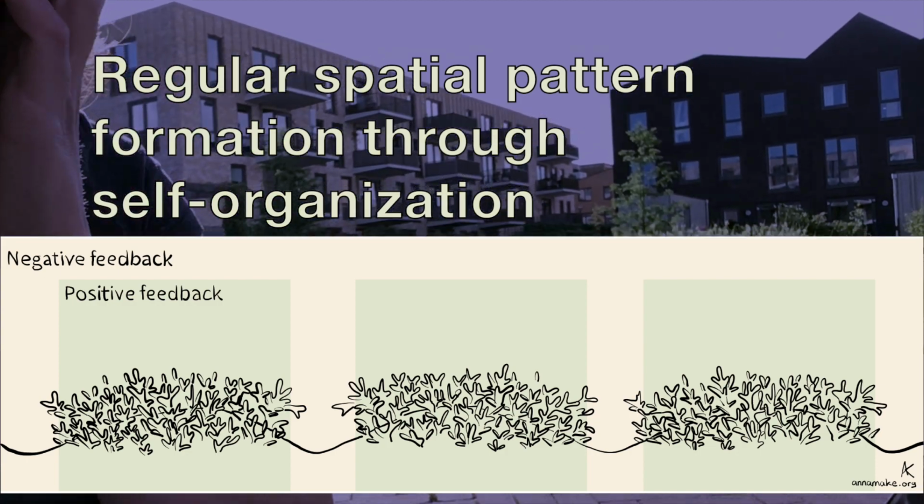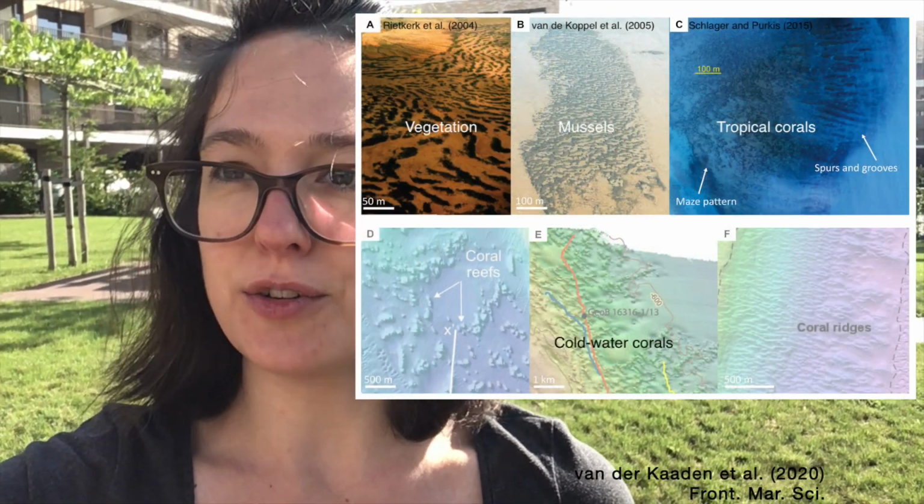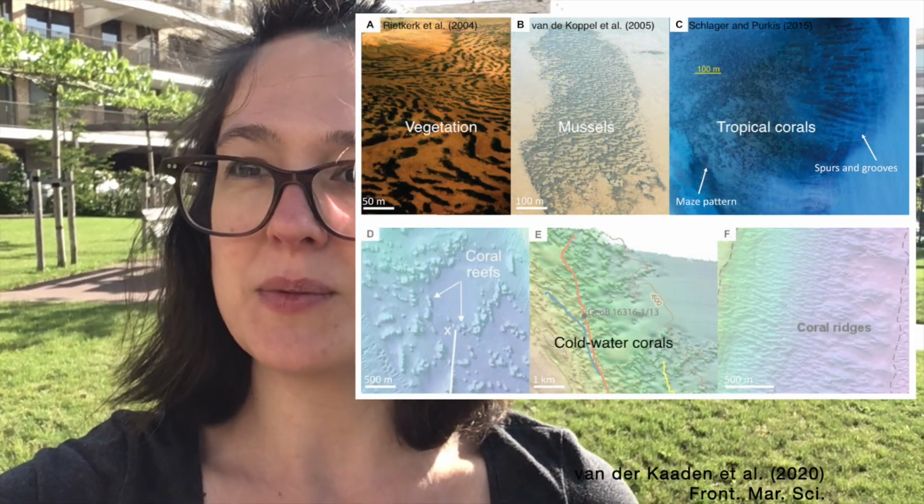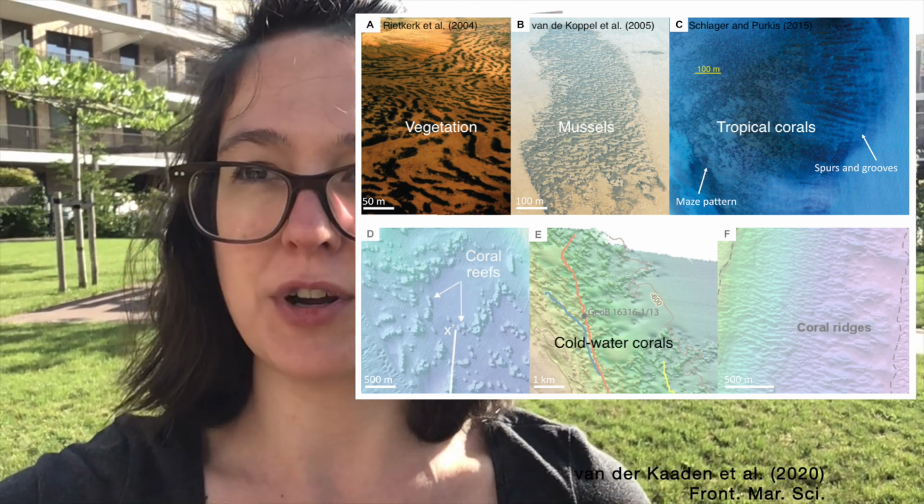So we argue that coldwater coral reefs form regular spatial patterns, likely through a process known as self-organization. Decades of theoretical and observational studies of different ecosystems have revealed many of the properties specific for self-organized systems. Our results suggest that these properties might similarly apply to coldwater coral reefs.